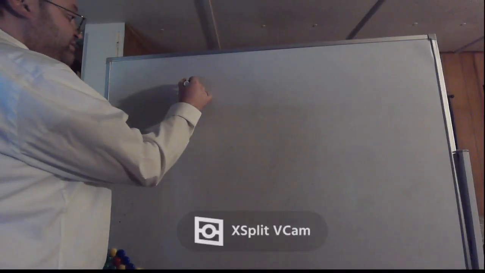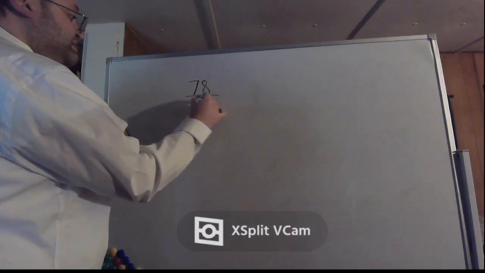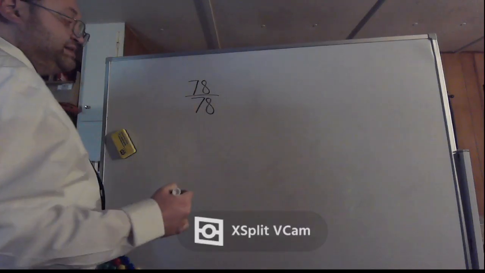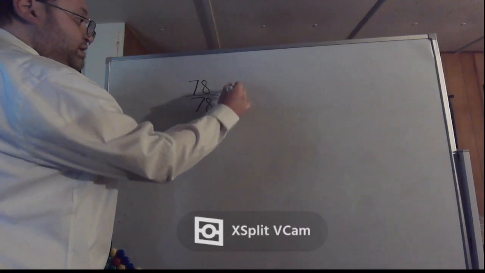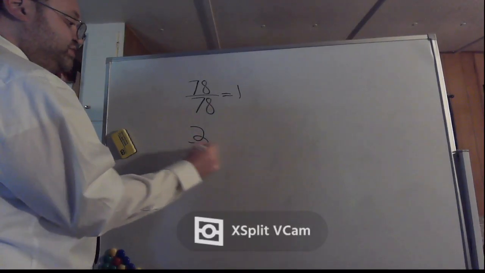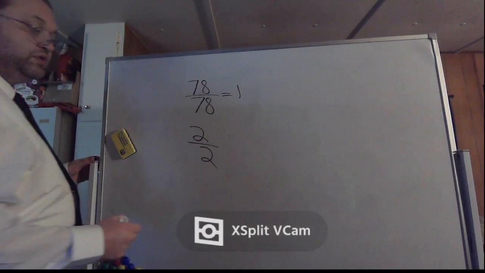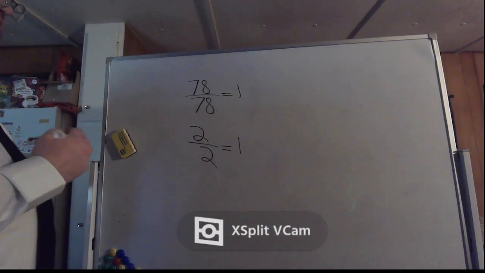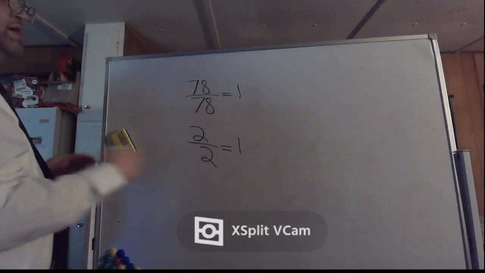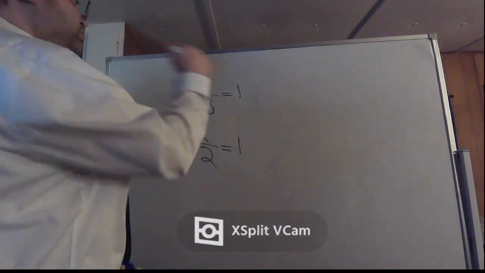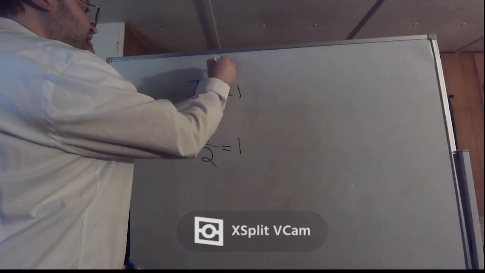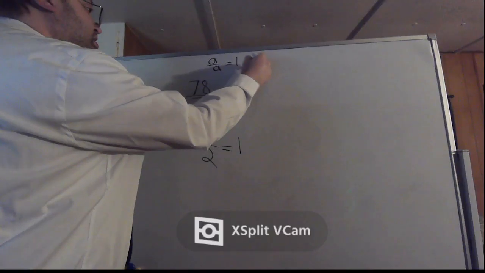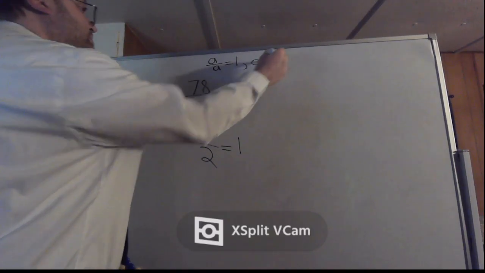Now, let's say I have 78 divided by 78. Well, any number divided by itself, except for 0, you get 1. So if I have 2 halves, 2 over 2, you're also going to get 1. You have 78 78ths, that's 1. 2 halves is 1. So the rule is any number divided by itself equals 1 unless that number is 0. That's the rule.